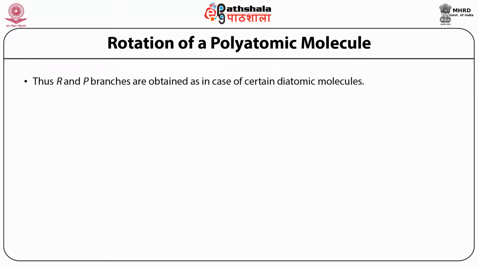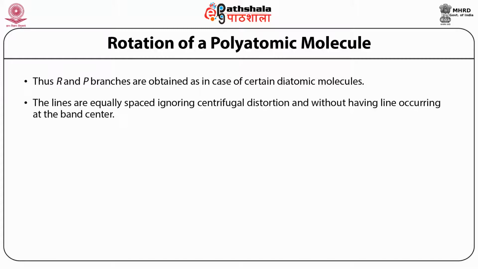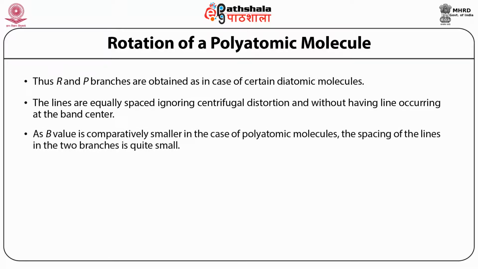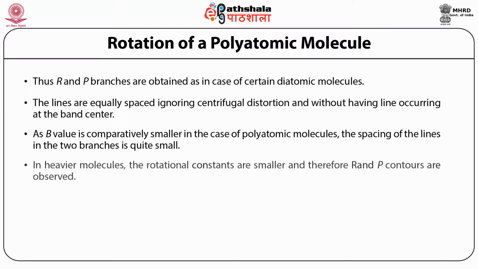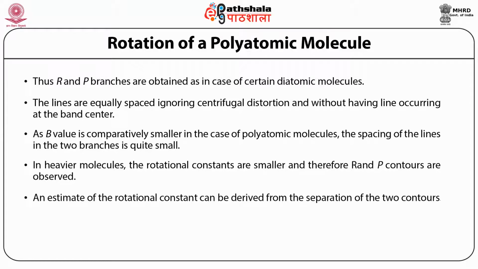Thus, R and P branches are obtained as in the case of diatomic molecules. The lines are equally spaced, ignoring centrifugal distortion, and without a line occurring at the band center. As the B value is comparatively smaller in the case of polyatomic molecules, the spacing of the lines in the two branches is quite small. In heavier molecules, the rotational constants are smaller and therefore R and P contours are observed. An estimate of the rotational constant can be derived from the separation of the two contours.